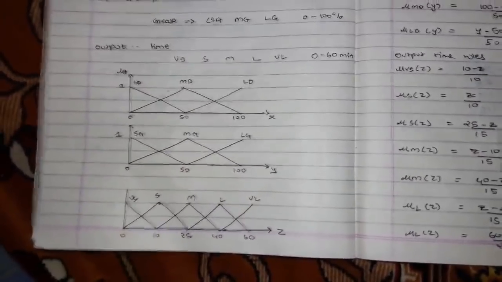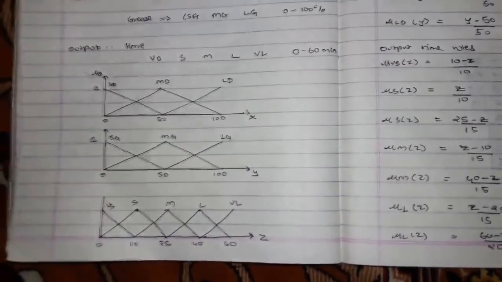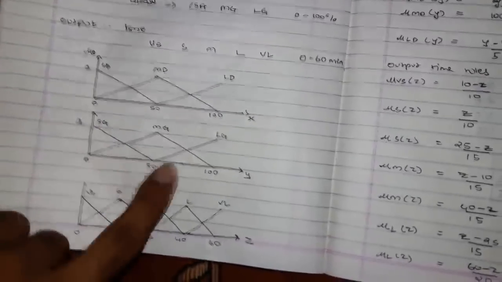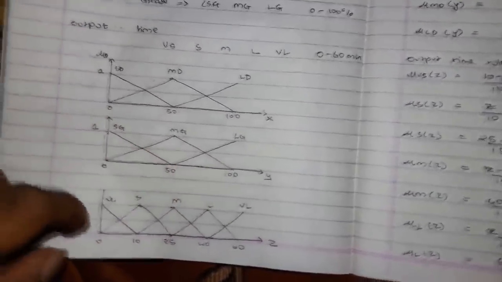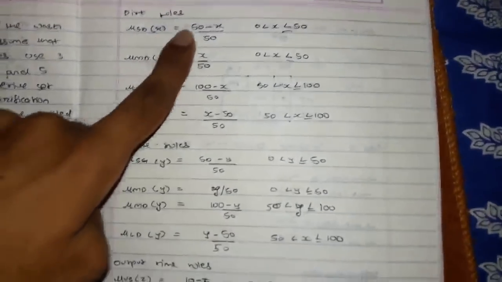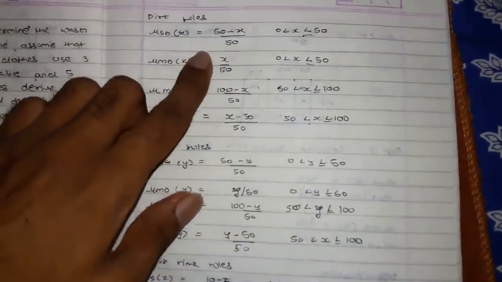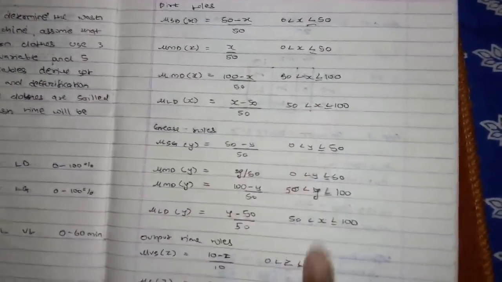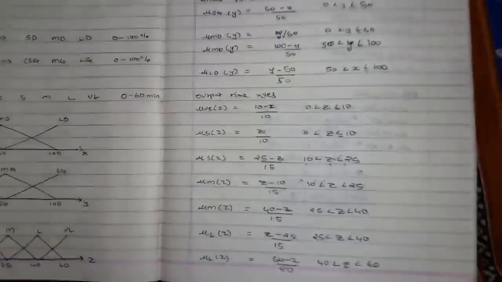The next thing is you have to take the equations of all these lines. For the equations, please refer to my previous video on fuzzy controller. You can get the equations by the two-point form. I have described everything in detail in that video, so please look at that video. After getting the equations, you form a table with the set of equations and their corresponding range. Remember, range is very important in these kinds of sums. So there are dirt rules, grease rules, and output rules. Now I have all these rules with me.